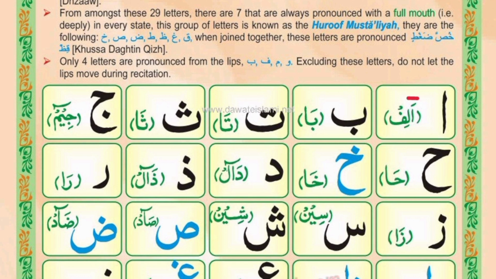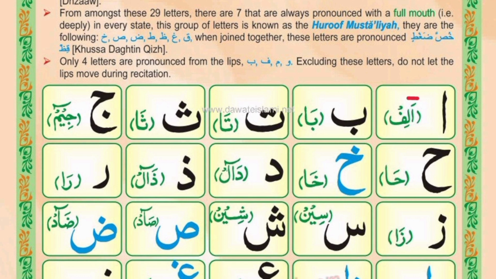Sad. Okay, and the third thing is the articulator of sad. The articulator of sad is the same as the articulator of za. Za, seen, and sad. These three letters have the same articulator.